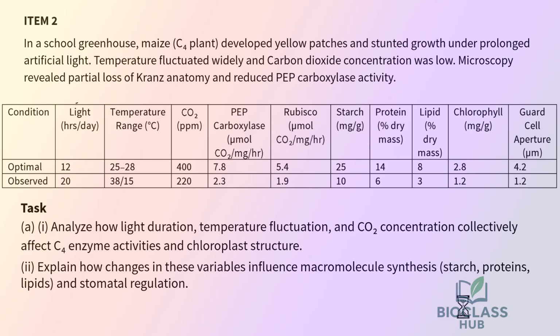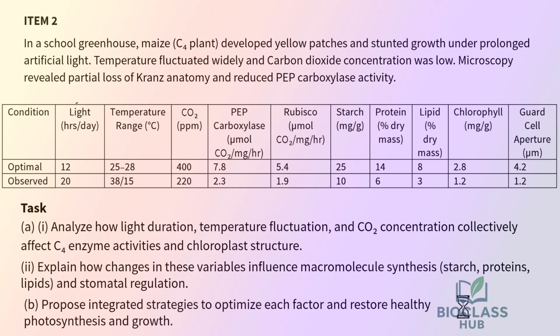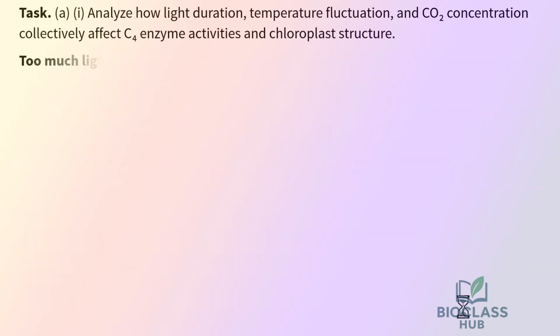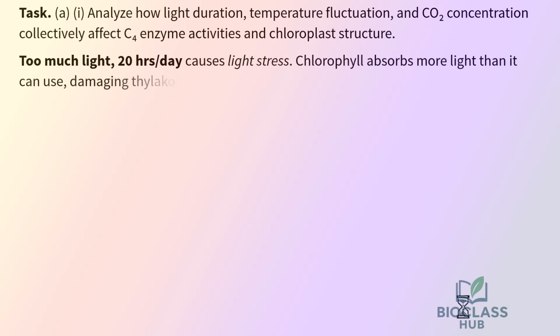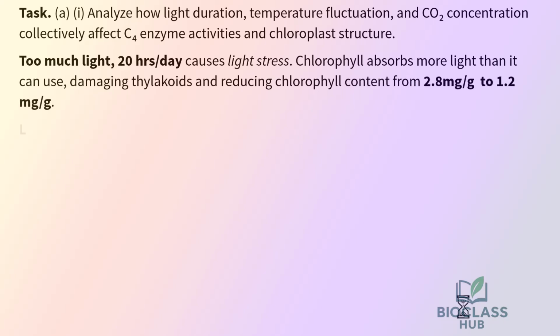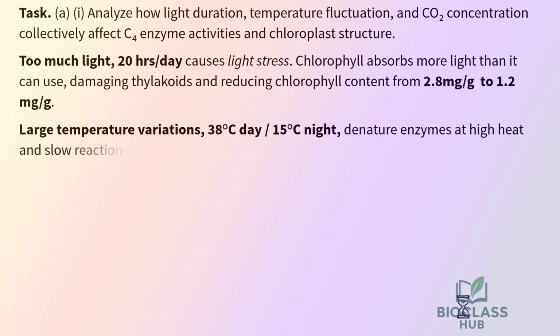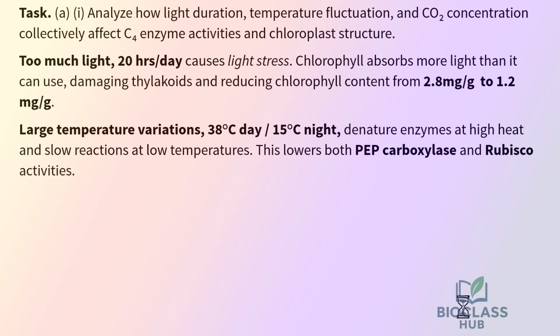Too much light, 20 hours per day, causes light stress. Chlorophyll absorbs more light than it can use, damaging thylakoids and reducing chlorophyll content from 2.8 to 1.2. Large temperature variations, between 38 degrees Celsius by day and 15 degrees Celsius at night, denature enzymes at high temperatures and slow reactions at low temperatures. This lowers both PEP carboxylase and rubisco activities.